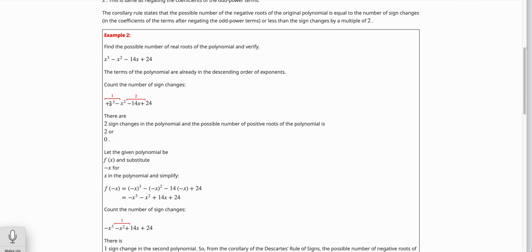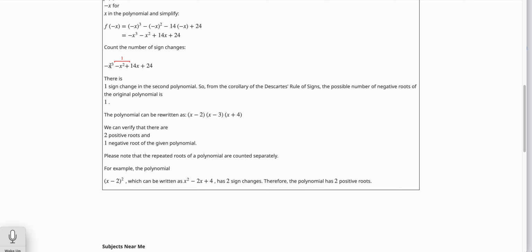And here's another example. Looking here, I have a positive x cubed, which goes to a negative, so I have a sign change. And then I go from negative back to positive. So again, I had 2 sign changes, which means I could have 2 or I could have 0 positive roots.